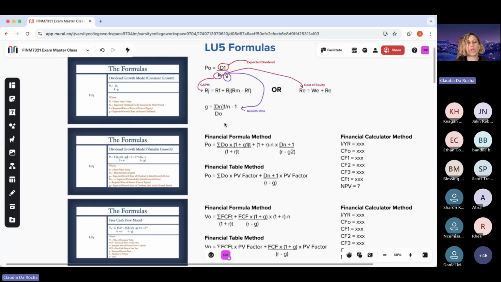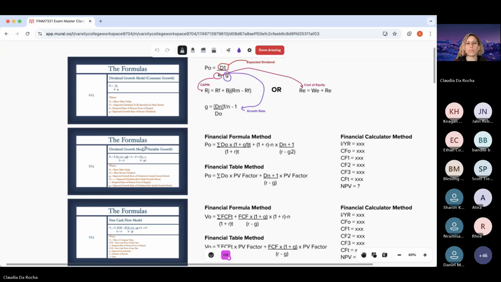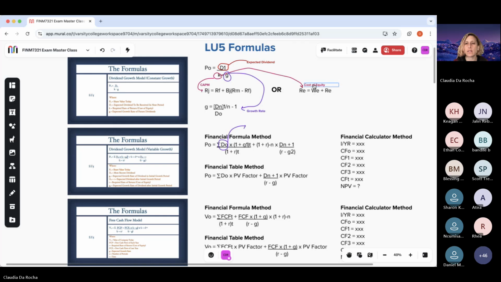All right, then we go to the dividend growth model for variable growth. Here is the formula that I did show you already. So again, this is your dividend, or your most recent dividend, as they call it.